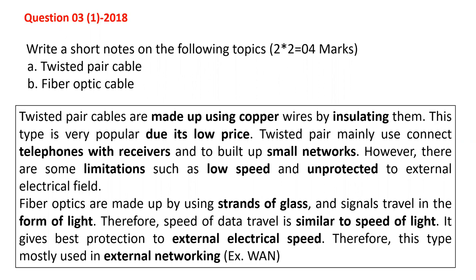Like that, fiber optics also has a short description here. Fiber optics are made up using a strand of glass and the signal travels in the form of light. Therefore, the speed of data travel is similar to the speed of light. It gives the best protection against external electrical fields. Mostly used in external networks like WAN. Right, that's enough for your answer. Then I think you get the idea about how to write the answers for this type of question. If you need, you can take a screenshot of this answer.